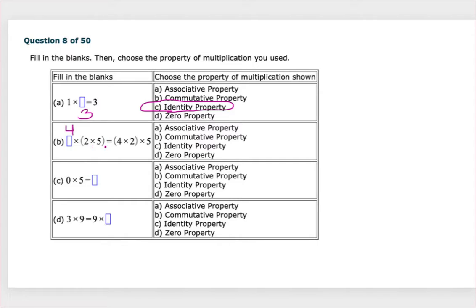And this is the associative property because notice that here we have the same order, 4, 2, 5, 4, 2, 5. The order has not changed, but the grouping has changed. So that is our associative property. Okay, 0 times 5 equals 0. And that is our 0 property. Any number times 0 is 0. And lastly, 3 times 9 is 9 times 3. And that is our commutative property.